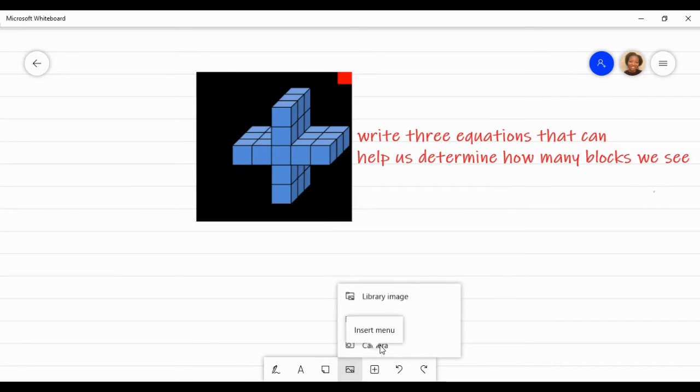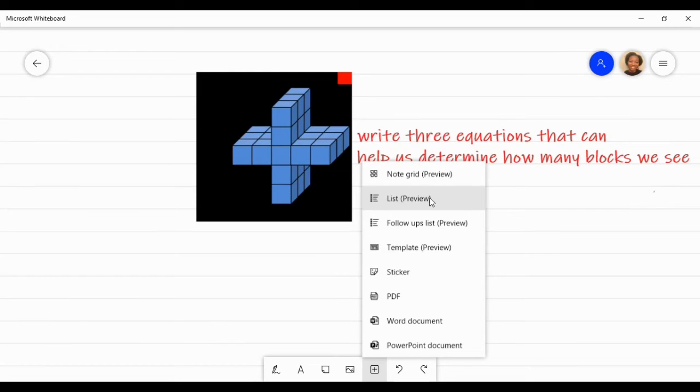I can go in and add from my camera, add from an image or a library image. So if I want to use my snipping tool and cut a piece of text, cut a problem, I can embed it just like I did this one. And the same thing, a note, list, preview. I can add a sticker, PDF, Word document, or even a slide from a PowerPoint. Sometimes I use this with Nearpod so we can have further discussions on things that they did not do well.